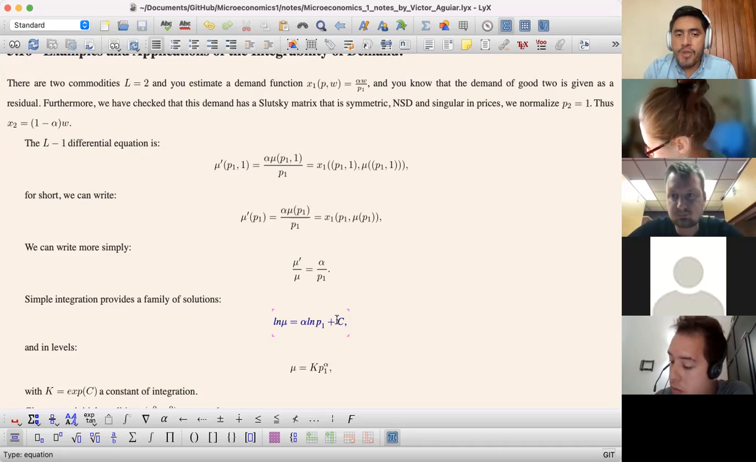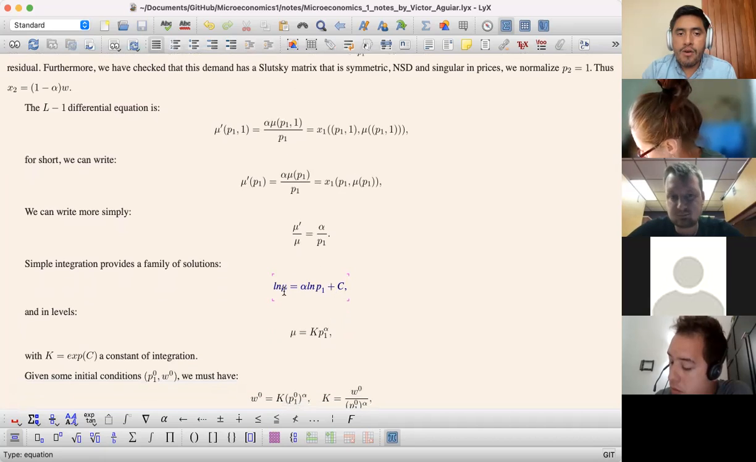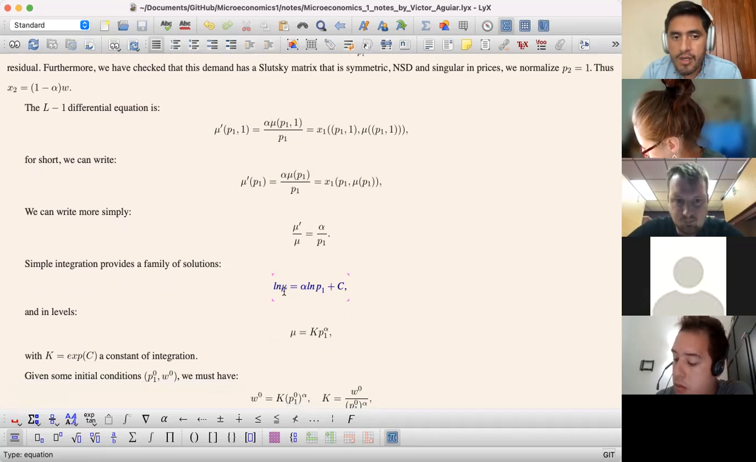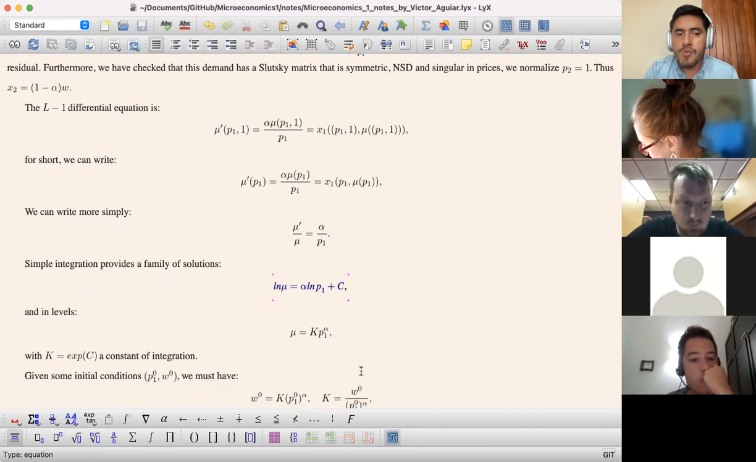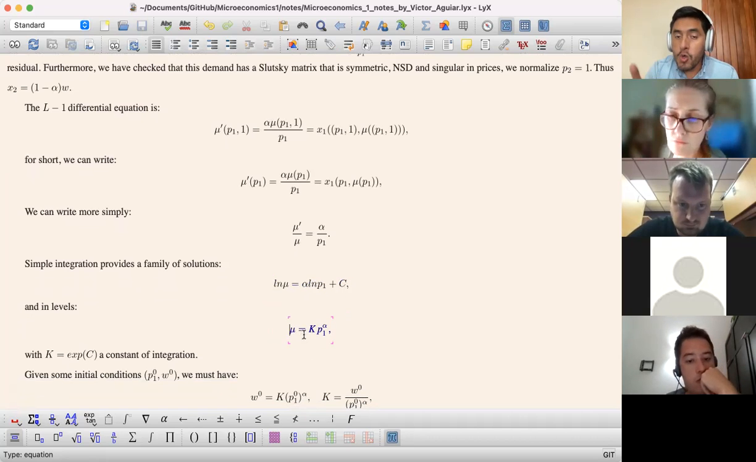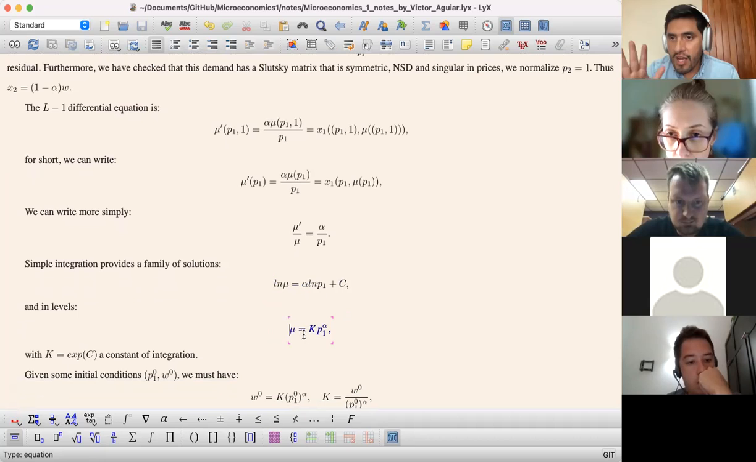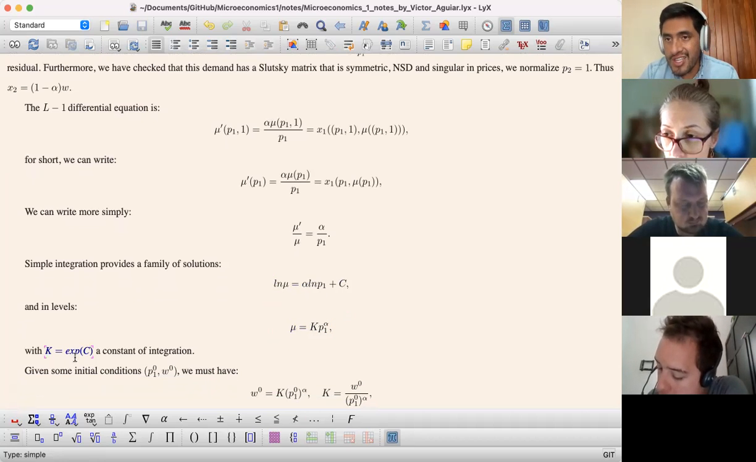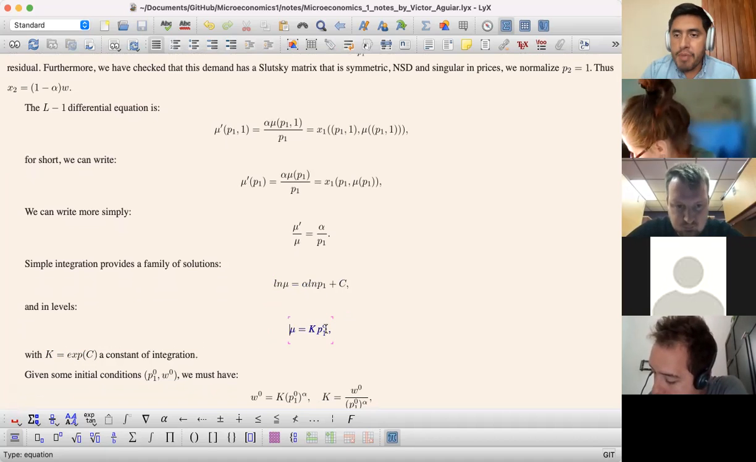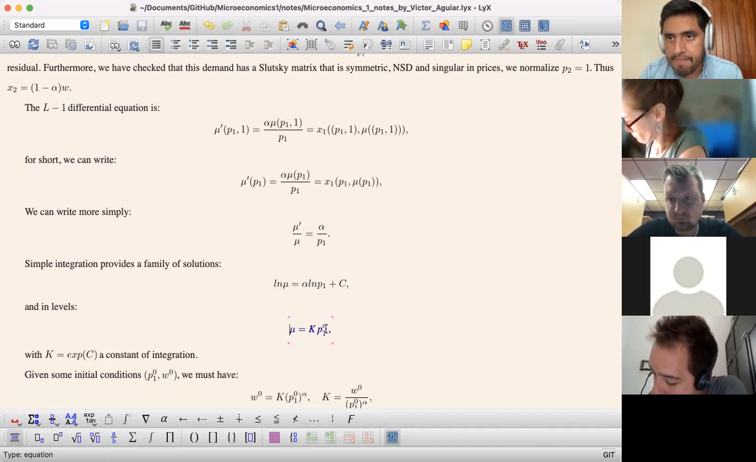Now, once you have done it, you solve for mu, which is the object of interest. In order to solve for mu, I need to exponentiate, the inverse mapping of the logarithm. So now I apply an exponential mapping. Applying an exponential mapping will give me mu equal to k, a new constant, which is equal to the exponential of the constant of integration c, times p1 to the power of alpha.